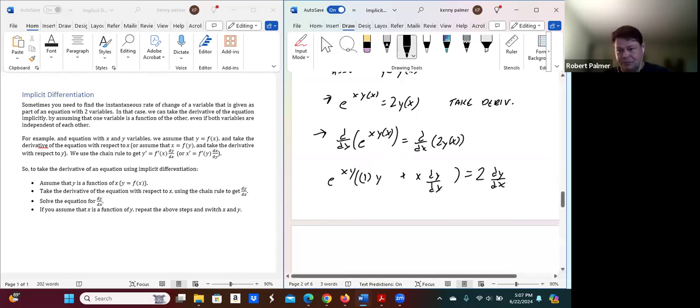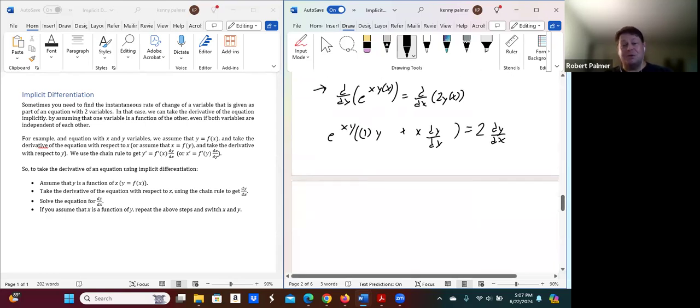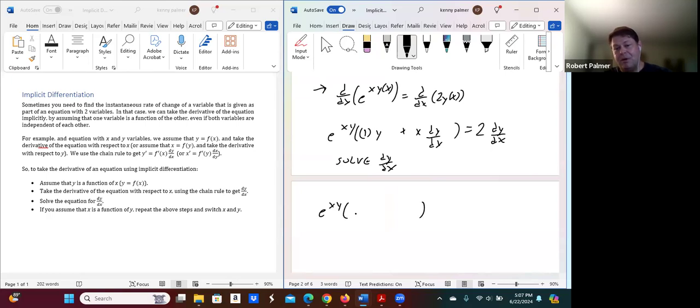Okay. Now, basically, the calculus part is over. We just have to simplify this and solve for dy over dx by itself, one expression for dy over dx. Okay, so first let's clean it up some. So we have e to the xy times, in here, y plus x times dy over dx, and that's equal to 2 times dy over dx.